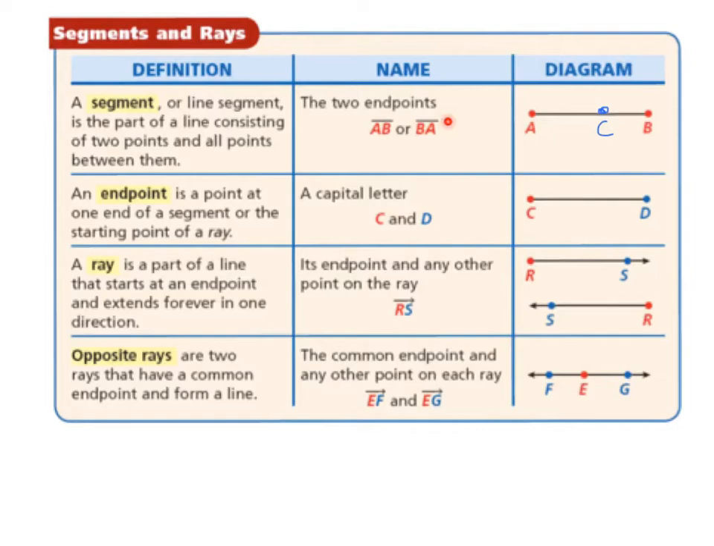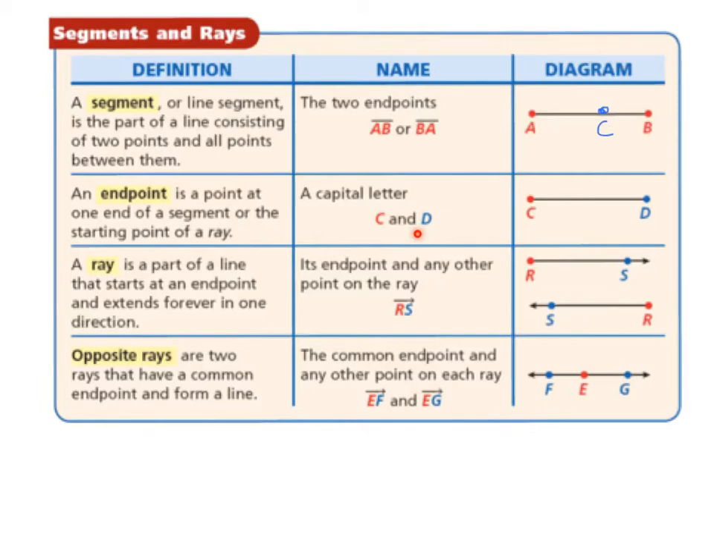Now, I kept saying the word endpoint. So an endpoint is a point at one end of a segment, or the starting point of a ray. So again, a point is just a location. So if I wanted to name an endpoint, I would just name it using a letter, because that's how we name points. And again, the endpoint is really just where something starts or where something ends.